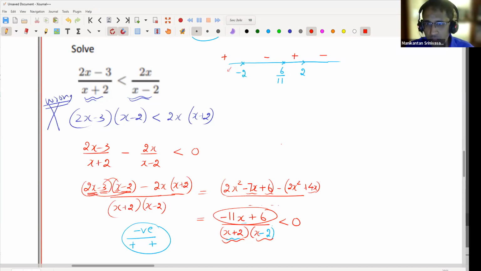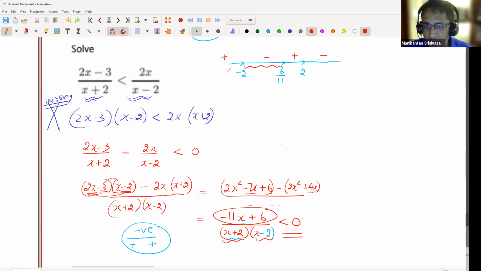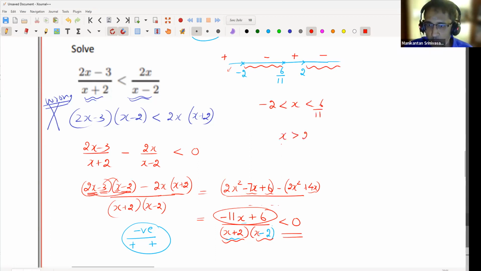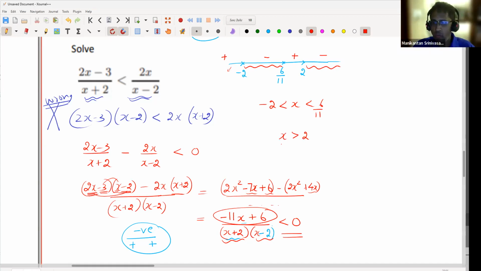Okay, cool. So now that I've inferred the signage and the different parts, what is the one that I want? I want wherever it's less than 0. So my final solution would be wherever this is less than 0, which is here and here. So my final solution would be minus 2 less than x less than 6 by 11, or x is greater than 2. Okay, does it make sense, all of you?